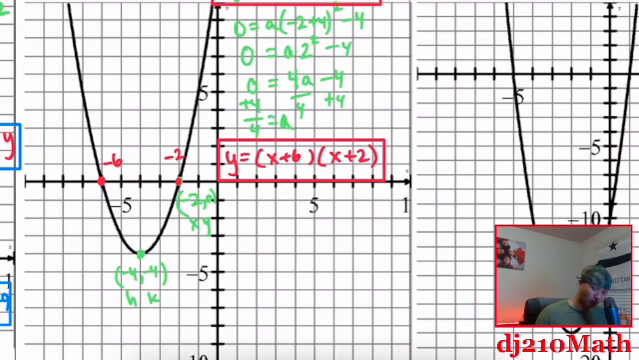Okay, for standard form, I'm going to distribute the intercept form. So this is going to be x squared plus 2x plus 6x plus 12. Combining like terms, y is equal to x squared plus 8x plus 12.